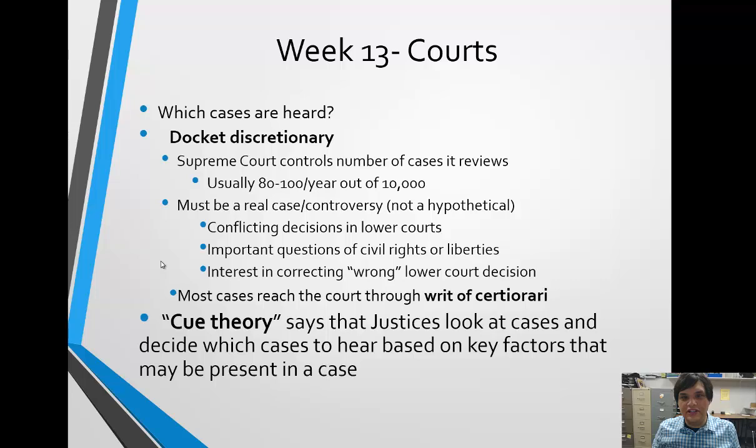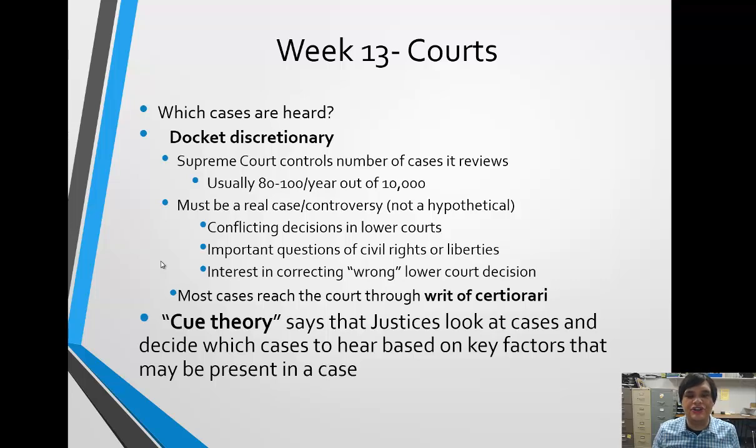The Supreme Court looks at a number of things. Remember that we looked at Q theory. Well, the fact is that most cases usually involve maybe a conflicting decision in lower courts. It often involves important questions of civil rights or liberties. And the Supreme Court also has an interest in correcting wrong decisions from lower courts. So most cases reach the court through writ of certiorari, which, if you remember, is the right of a court to pick up an appeals case from a lower court.